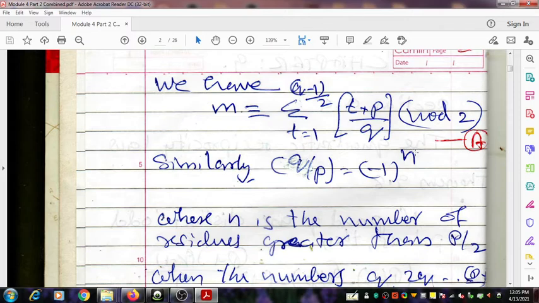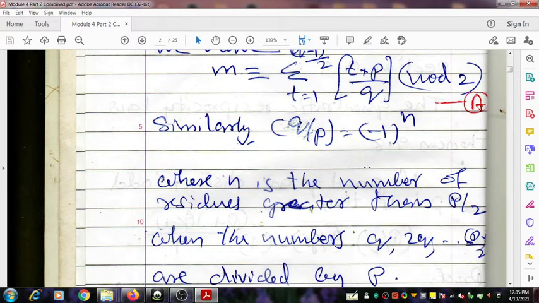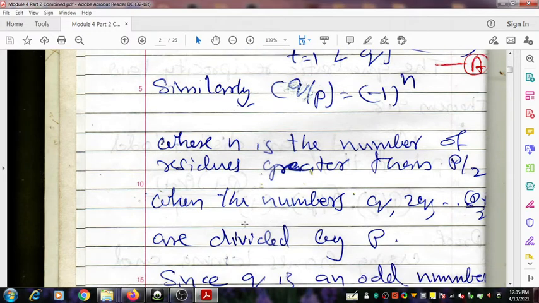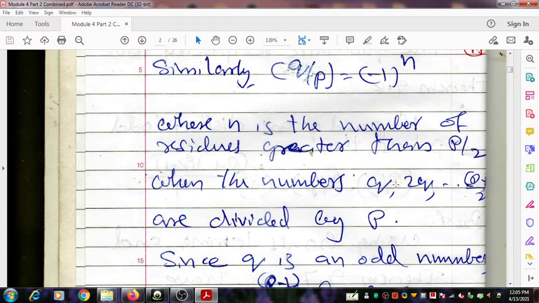See, this n may be different, this power n. What is n? In this case n is the number of residues greater than p by 2. See that change, that difference. Here n is the number of residues greater than p by 2 when the numbers in the list are q, 2q, 1q, 2q, etc. up to p minus 1 into q divided by 2.